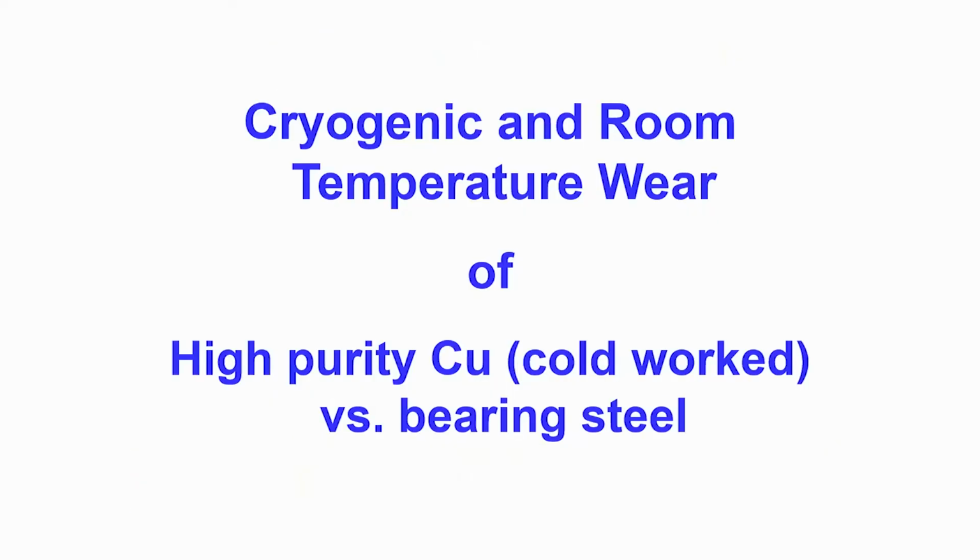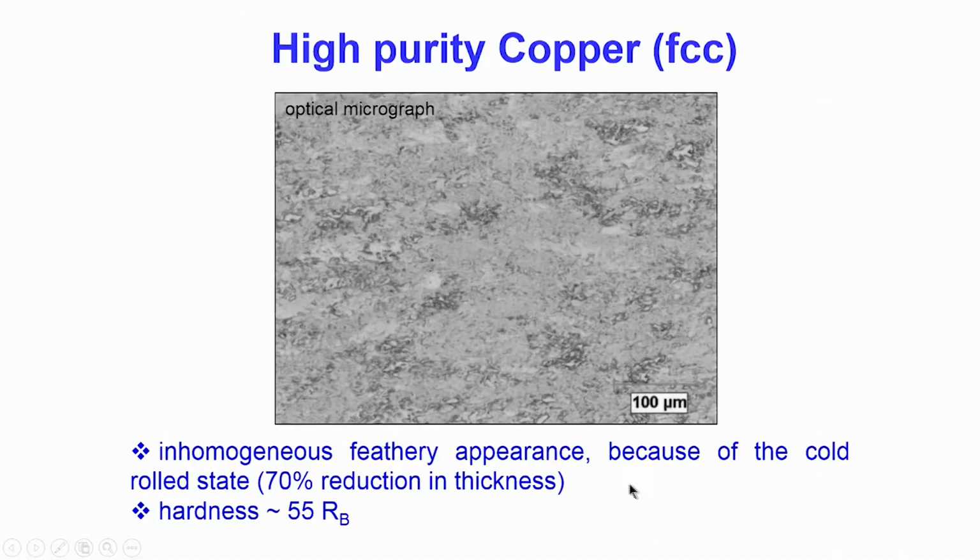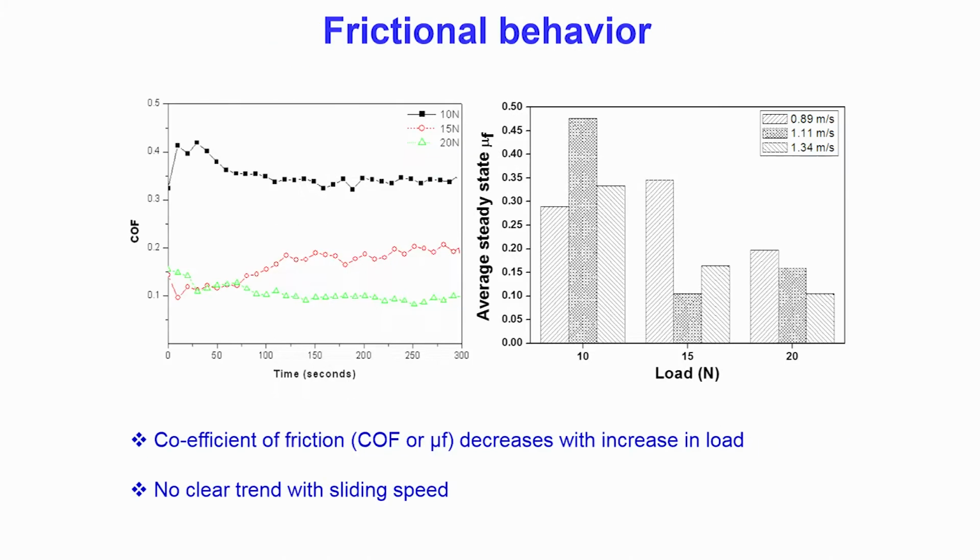So, quickly a few more slides on copper. Titanium is one of the harder materials, copper is relatively softer. So, we have also done a series of cryogenic sliding wear experiments on copper, and what you see here, this particular copper is again high purity copper, which is cold worked. It is FCC copper. You can see that inhomogeneous feathery appearance because of the cold rolled state. Hardness is Rockwell B. It is not Rockwell C, it is 55 on the Rockwell B hardness scale.